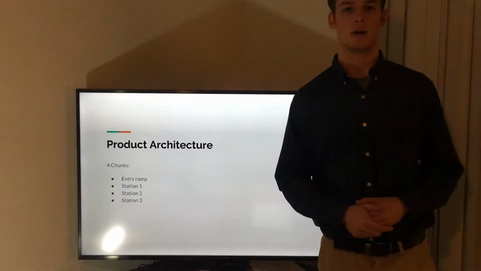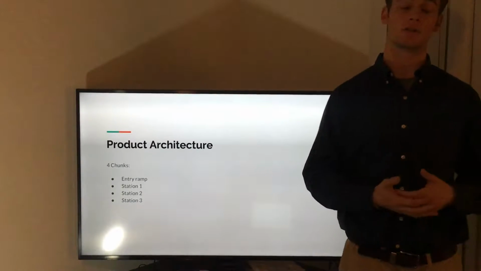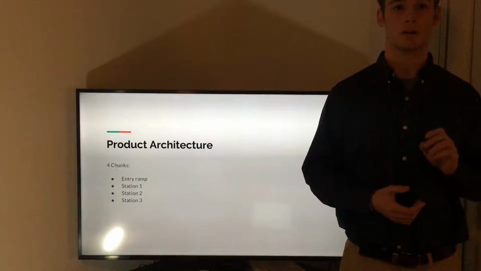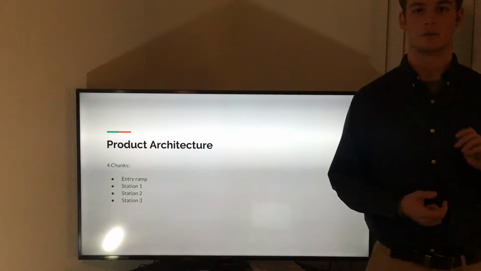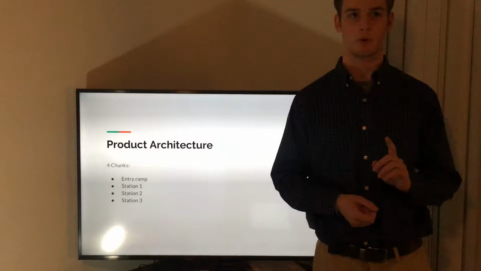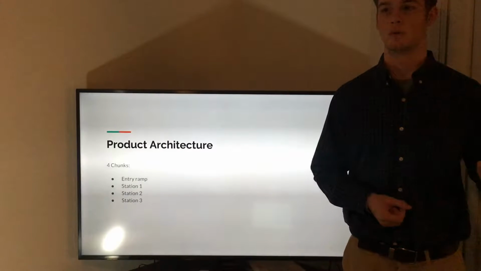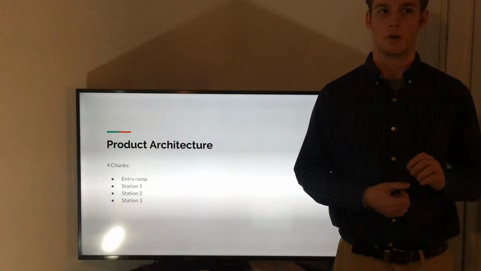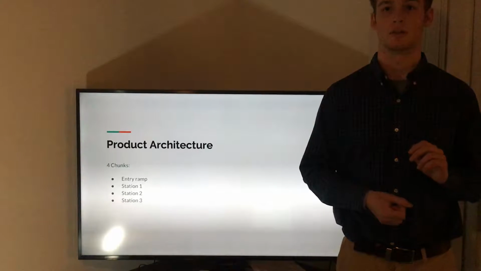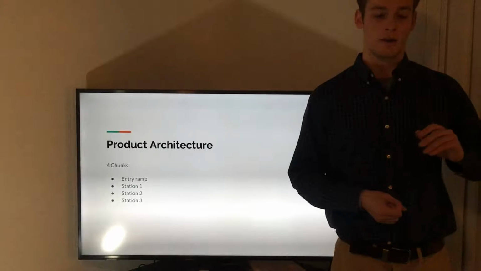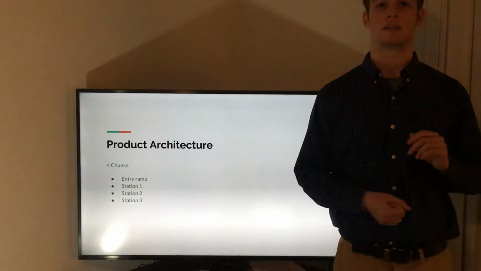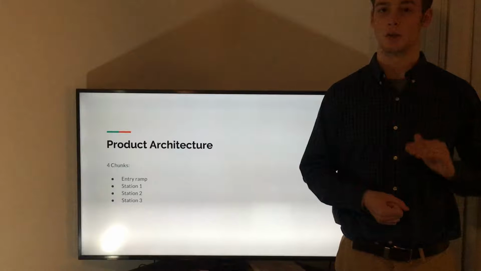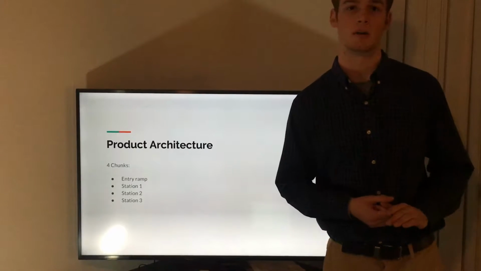So next we're going to talk about the product architecture and the individual functions of each station. The first chunk of 4 that we divided the BRG into is the entry ramp. This serves one purpose, just to get the ball to the bottom of the elevator. The first station has 2 functions: one, to get the ball to an elevated position and release the marble from rest. The second station has 2 functions as well, to get the marble and the ball to a lower position and remove the marble from the equation.